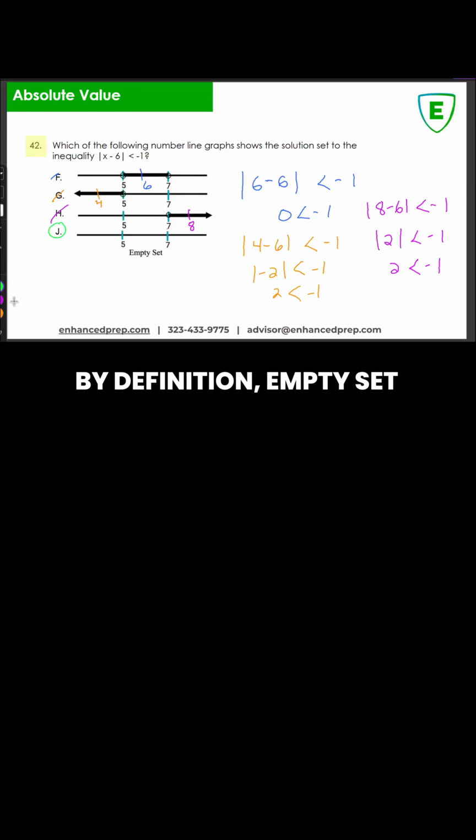By definition, empty set means that there's not a single number that exists that would allow this to be true. Now, again, I showed you what to do there in terms of plugging in. Could you do algebra? Yes, you'd have to do your algebra twice because of your absolute value, which means you're doubling your opportunity to make a careless error, such as losing track of a negative sign.